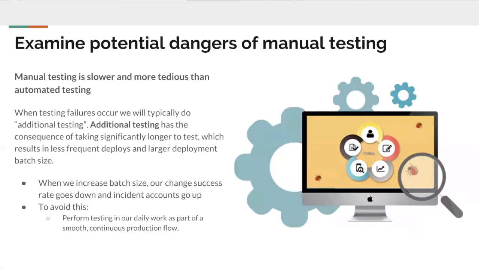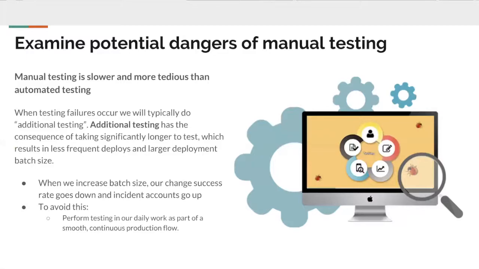So basically, we have a test failure, and so we're going to do additional tests to see what's going on, and then things take even longer than they should, and then we're not deploying as frequently, and then we end up with a large deployment batch size. So that's something that we don't want to do, and peer review can help us avoid these issues, these testing failures. And when we increase our batch size, which is a result of additional testing, our change success rate goes down and incident counts go up.